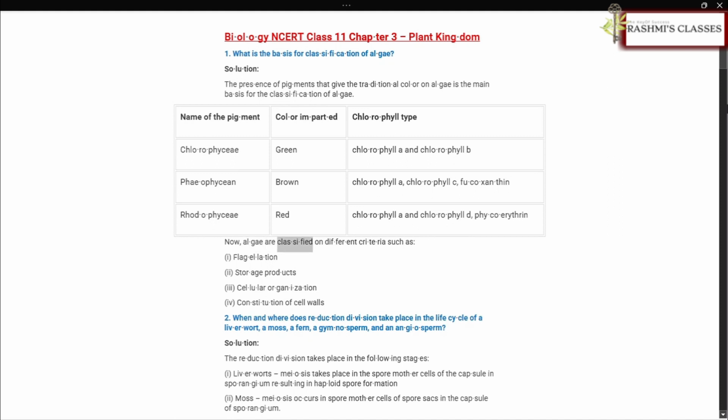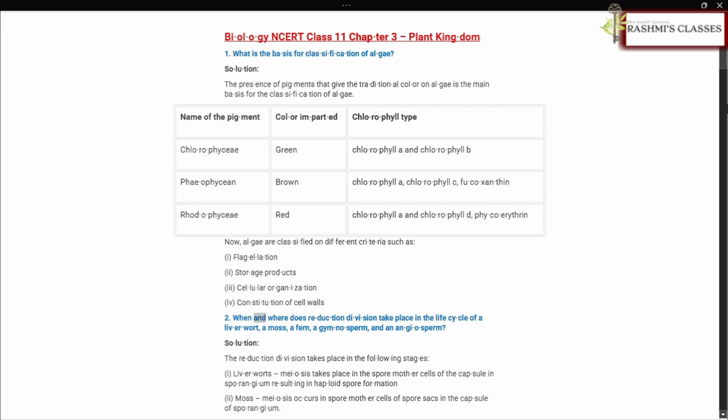Now, algae are classified on different criteria such as 1. Flagellation, 2. Storage products, 3. Cellular organization, 4. Constitution of cell walls.